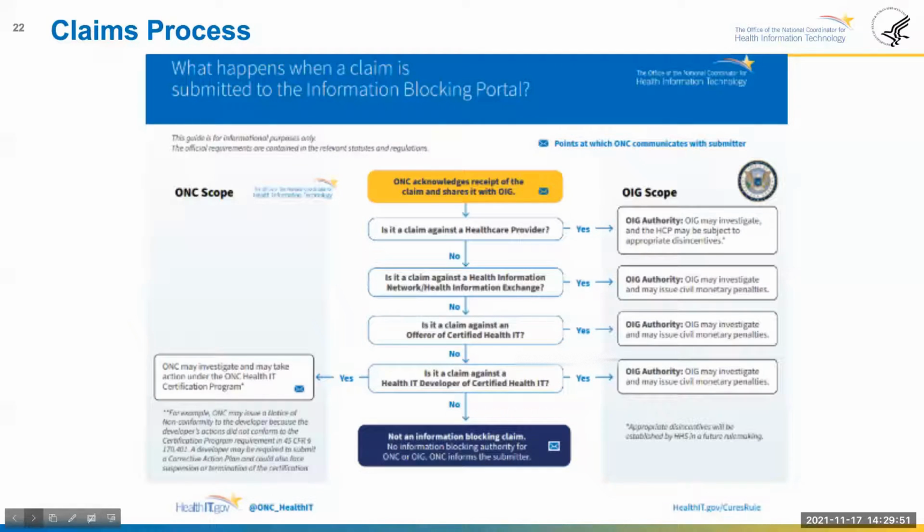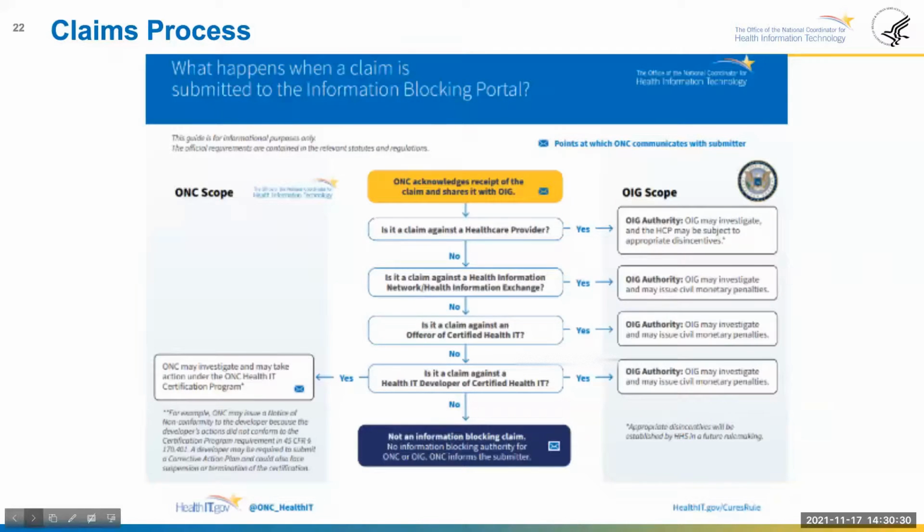And really what we're doing is assessment based generally on what was provided by the submitter on trying to determine who the subject of the claim is. And based on who the subject is, you can see the scope of authority, which always falls with OIG pretty much in all instances, except for if it's a developer under the program. So hopefully this will also be helpful to folks to understand. And we also have another one about how the claim gets processed, so when you get notification and so forth on our website. So hopefully that is also helping those who are submitting claims of information blocking to understand the process better.